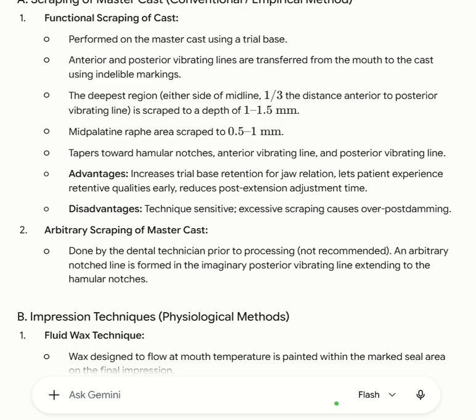Advantages. Increases trial base retention for jaw relation, lets patient experience retentive qualities early, reduces post-extension adjustment time. Disadvantages. Technique sensitive. Excessive scraping causes over post-damming.